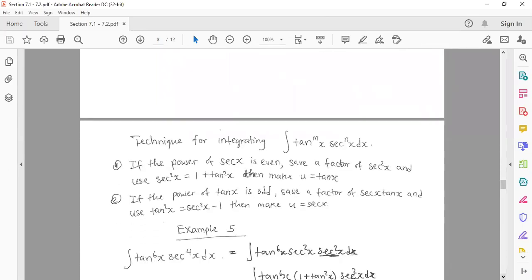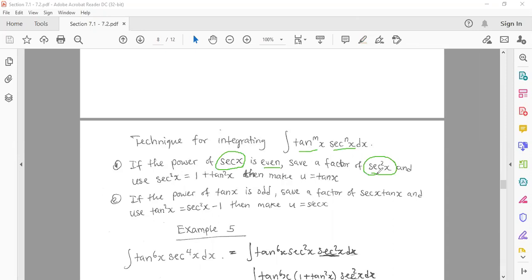Now I'm going to explain this. So technique for integrating tan and sec. This is how it works. So if you have a combination of tan and sec, the first thing you look at is the sec. So sec is the most important there. If the power of sec is even, then you need to save a factor of sec squared.